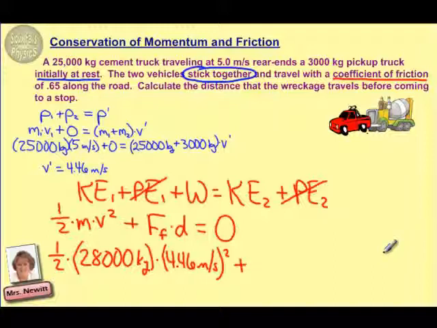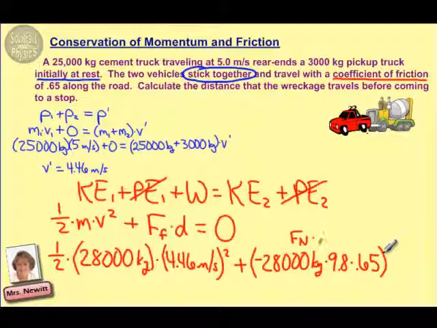And notice that the force of friction is going to be a negative value because it is acting to slow that object down. The force of friction can be found by taking the mass, which is 28,000 kilograms, and multiplying it times gravity of 9.8. Those two together would give me the normal force, and then the coefficient in the problem is given as 0.65. So all of those three things together would give me the force of friction.